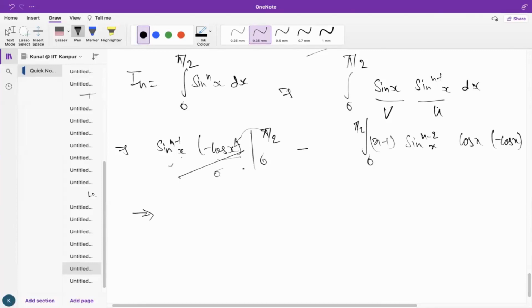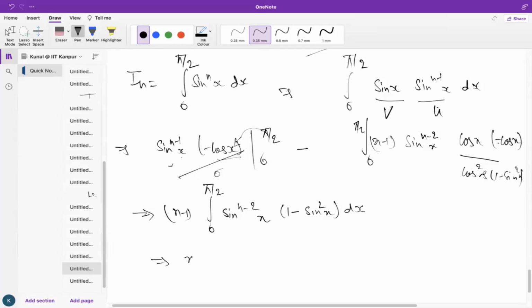Right? Are you getting me or not? This whole term is 0, and this minus becomes positive. So what we get is n minus 1 times the integration from 0 to pi by 2 of sine to the power n minus 2 x. Then we convert this cos square x term, we can write it as 1 minus sine square x. So let me write here: 1 minus sine square x dx.